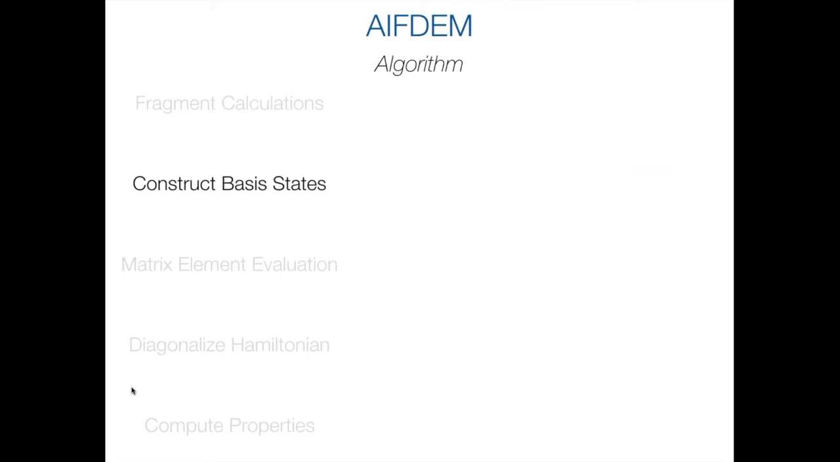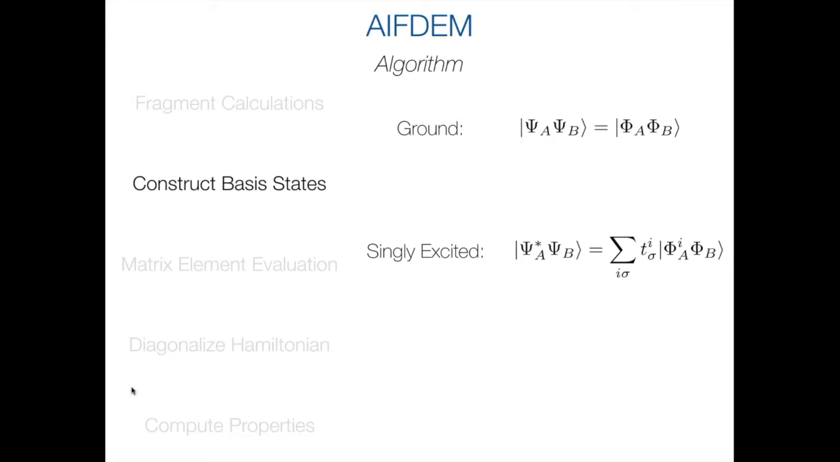With the fragment orbitals, we can construct our exciton-site basis states. And as dictated by an exciton model, these look like direct product states. So for instance, the ground state looks like a direct product of fragment ground state SCF determinants. The excited states then look like a direct product of fragment configuration state functions, where the T coefficients come from the fragment excited state calculations.